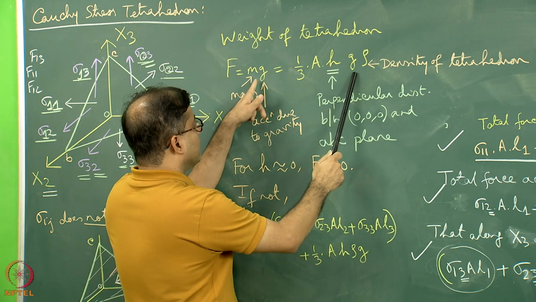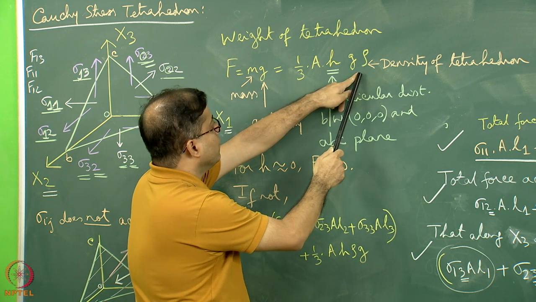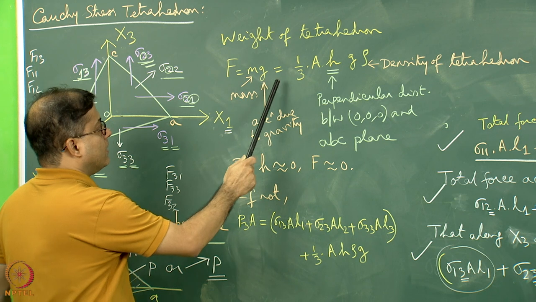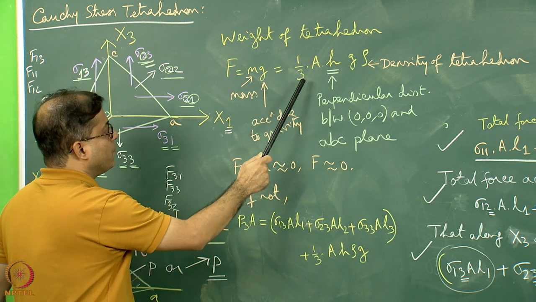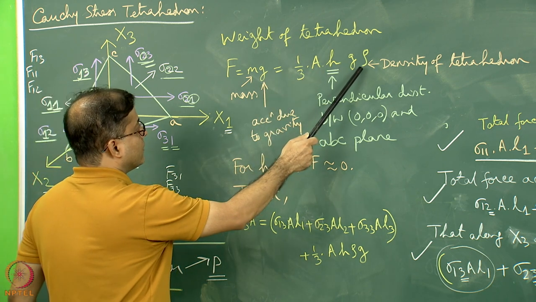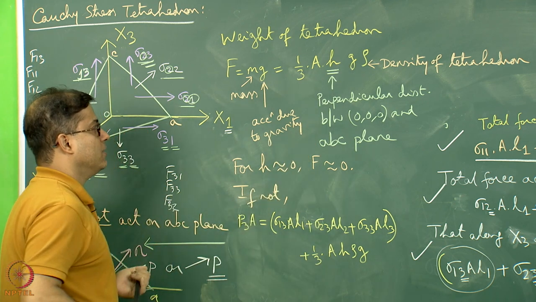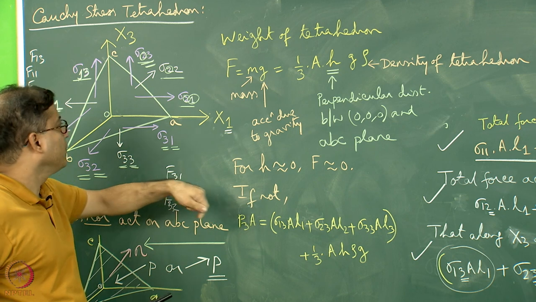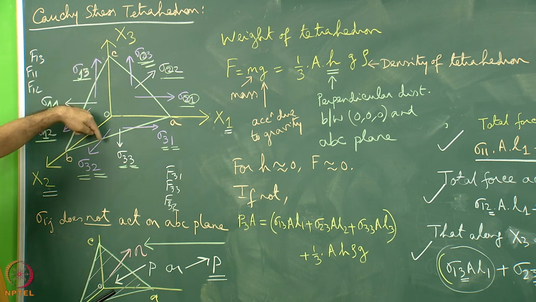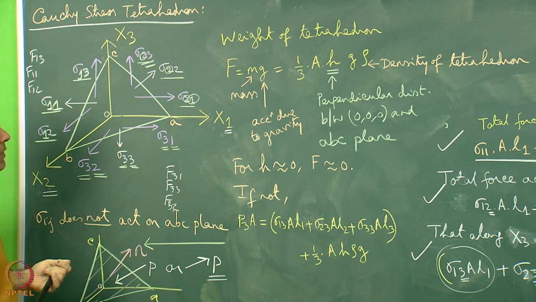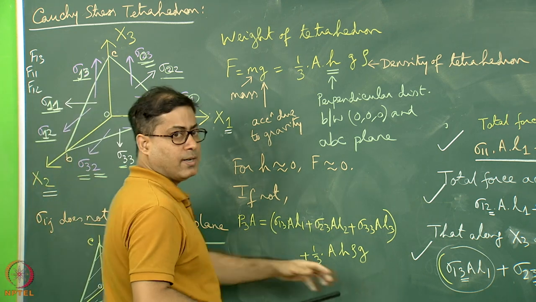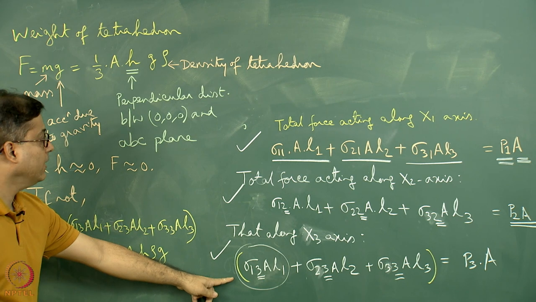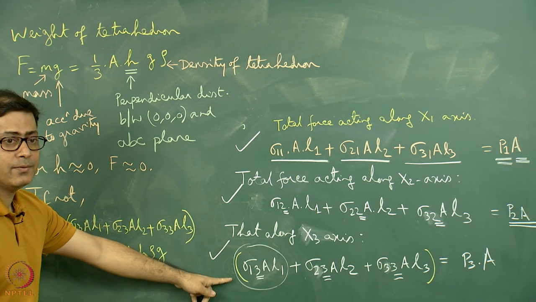Multiplied by g, that remains the same, and then comes a rho. Rho is the density of the tetrahedron. So 1 third AH basically gives the volume, multiplied by the density gives the mass, and then multiplied by the acceleration due to gravity gives the weight, which is acting vertically down. That means it is acting along the x3 direction, which has not been considered in this equation. We do not see any of the F equal to mg term there.